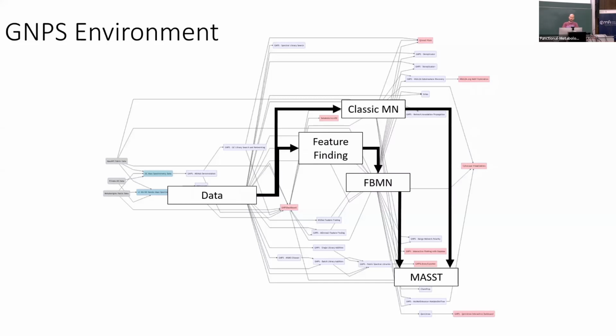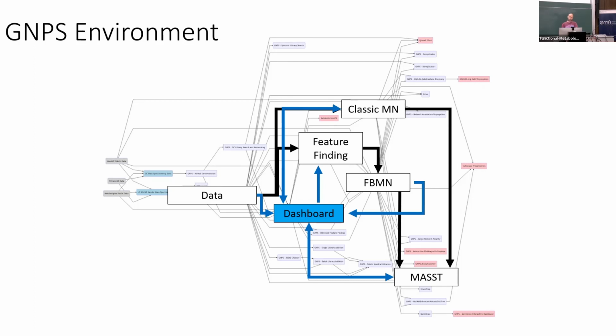But just to highlight a few, what we typically use is, we take data, then we do classical molecular networking, so that's without any feature finding, just looking at MS, or do the feature finding and then the feature-based molecular networking workflow. And from both, we can launch mass analysis. That's what Ming showed you yesterday, where you query a single spectrum against the repository.